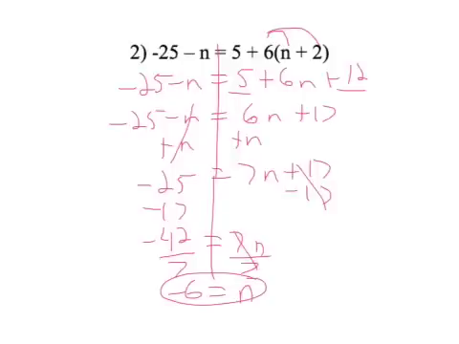So your steps for solving multi-step equations: Do distributive property first. Look for like terms. Move your smallest variable. Add or subtract the constant. Multiply or divide the coefficient.